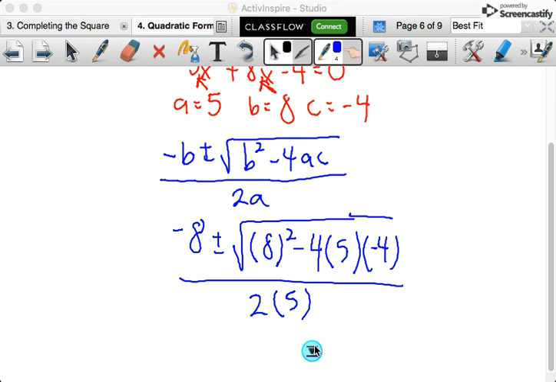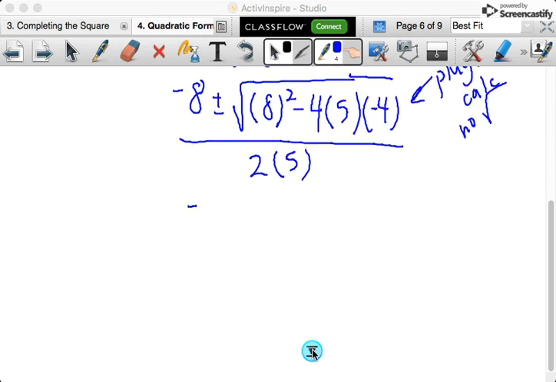And so from here, I'm going to first plug in what's underneath the radical. So I'm going to plug this into my calculator with no radical. I'm going to say parentheses, 8 close parentheses squared minus 4 times 5 times negative 4. And that's going to give me 144. So this is negative 8 plus or minus the square root of 144 divided by, and I know 2 times 5 is 10. I'm almost done at this point.